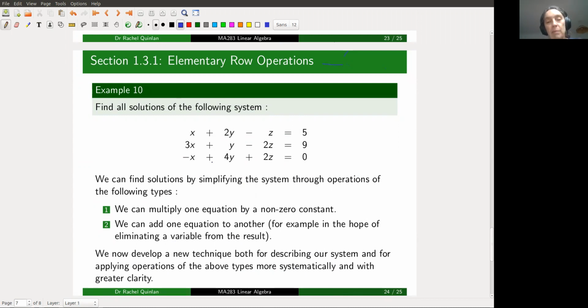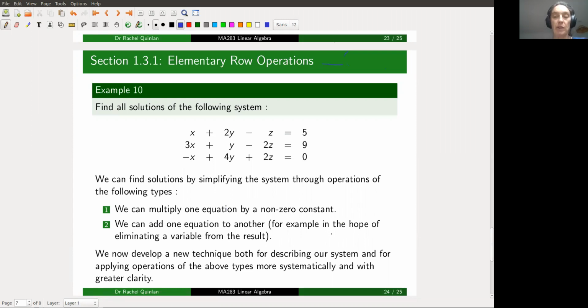So things we can do: we can multiply an equation by a non-zero constant, and the obvious reason to do that would be in the hope of eliminating some variable after adding another equation to it. So for example, here we might multiply equation 3 by 3 and then add it to equation 2 to get rid of the x, something like that. We can do that sort of thing.